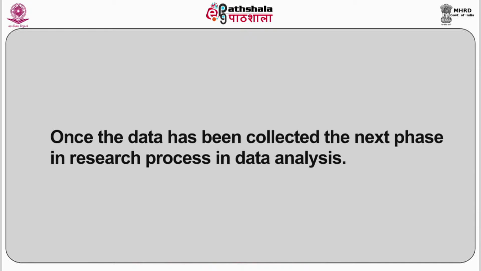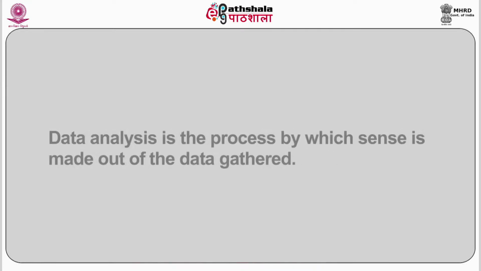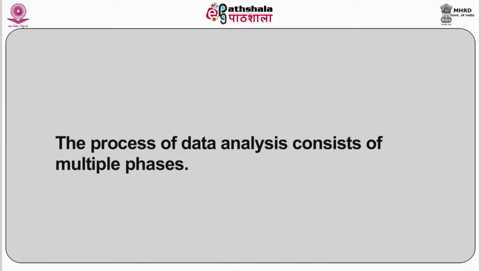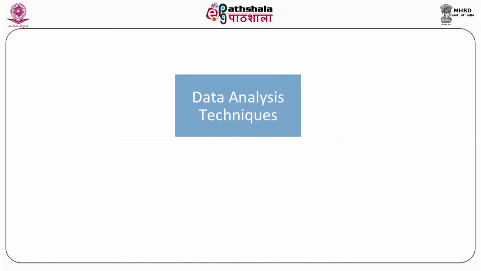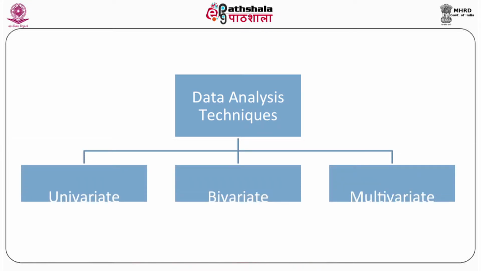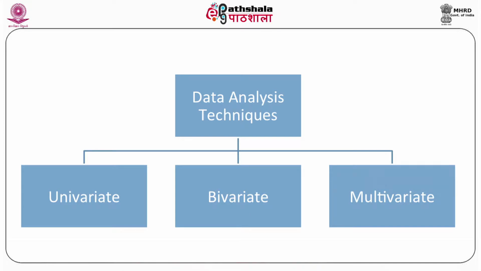Once the data has been collected, the next phase in the research process is the data analysis. Data analysis is the process by which sense is made out of the data gathered. The process of data analysis consists of multiple phases. The data analysis techniques are divided into three broad categories, that is, the univariate analysis, the bivariate analysis, and the multivariate analysis.